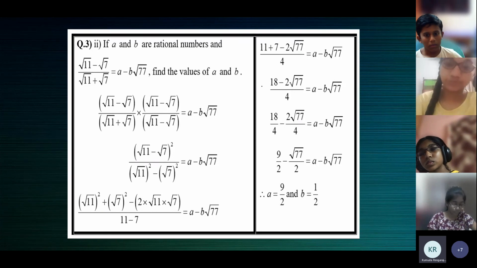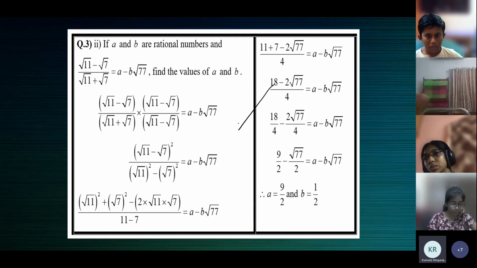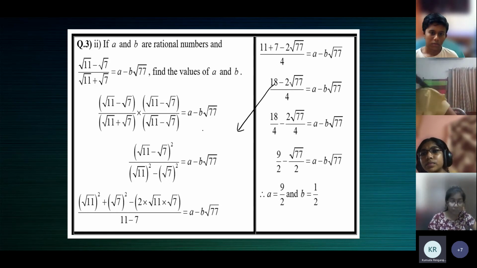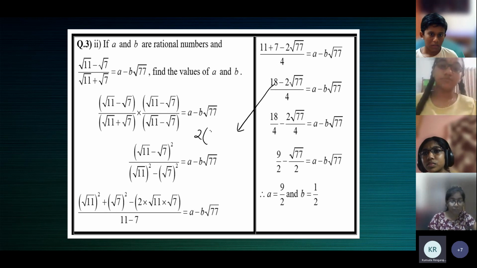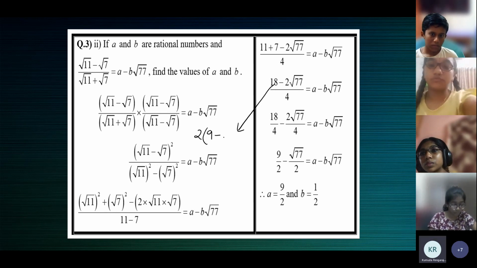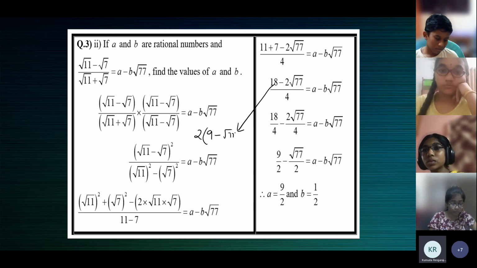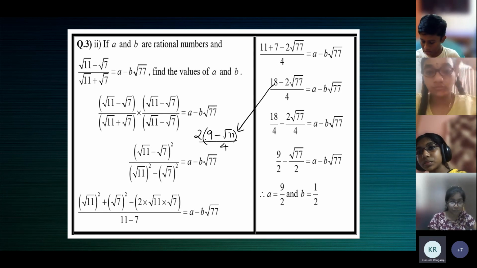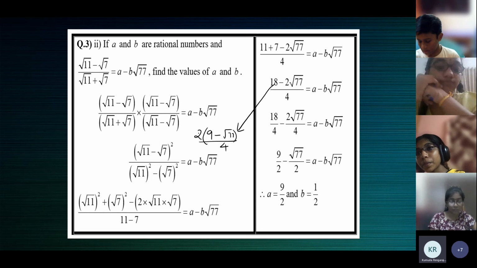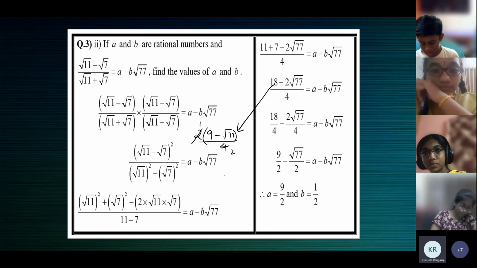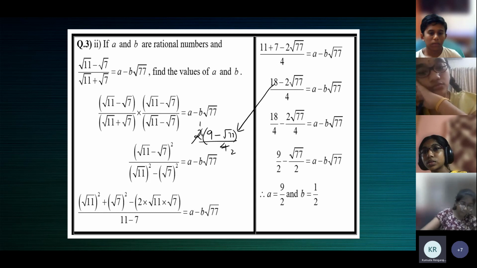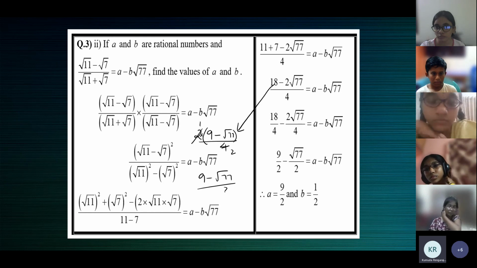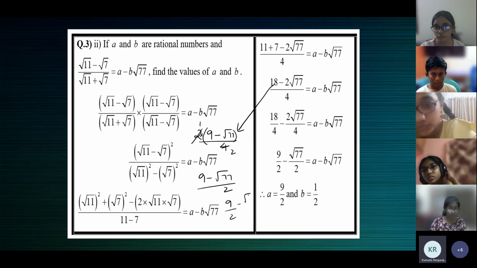So what you can do is take out 2 common. After this step, if you have not worked the way I have worked, you can take out 2 common. Then in the bracket you will get 9 minus root 77 by 4. Now you can cancel 2 1s are 2 and 2 2s are 4. This you can cancel because it's multiplication here. Then it will become 9 minus root 77 by 2. That is nothing but 9 by 2 minus root 77 by 2.